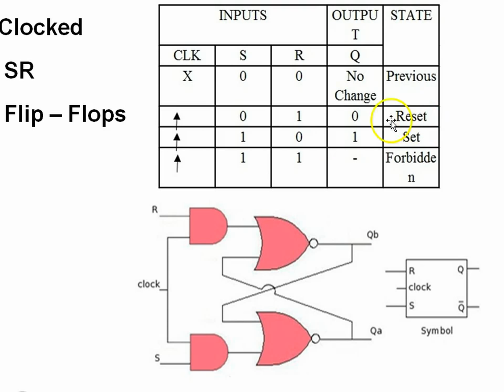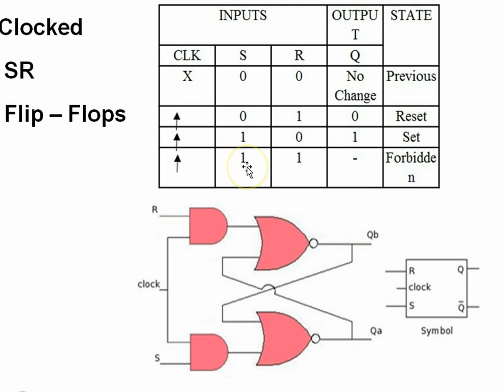If the clock is high and S is 1 and R is 0, S1 means if the clock is high, these two inputs will be transmitted. Okay, then S becomes high here and R becomes 0 here. Then what happens? The Q will be high. Here it will be high and here it will be low. So Q is high. High means set state.